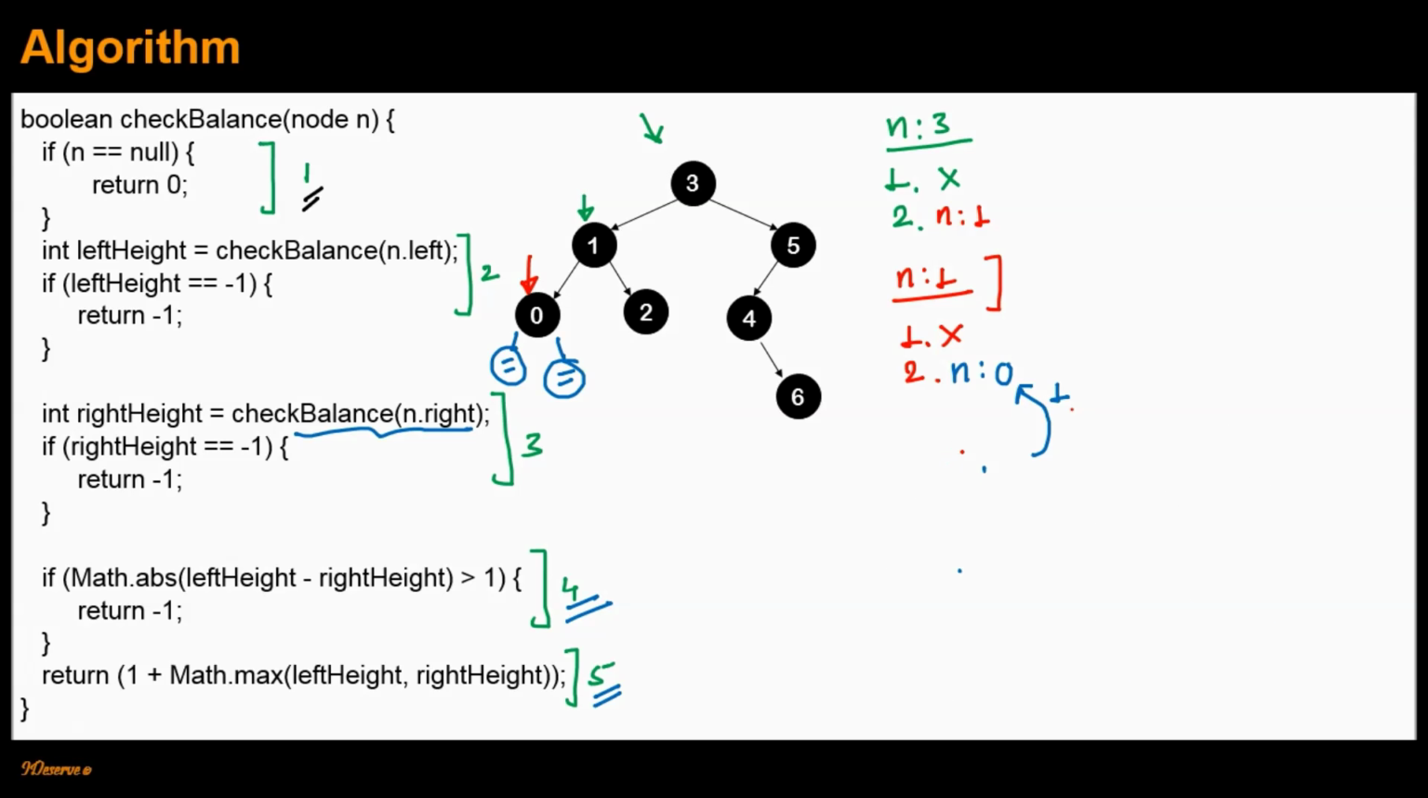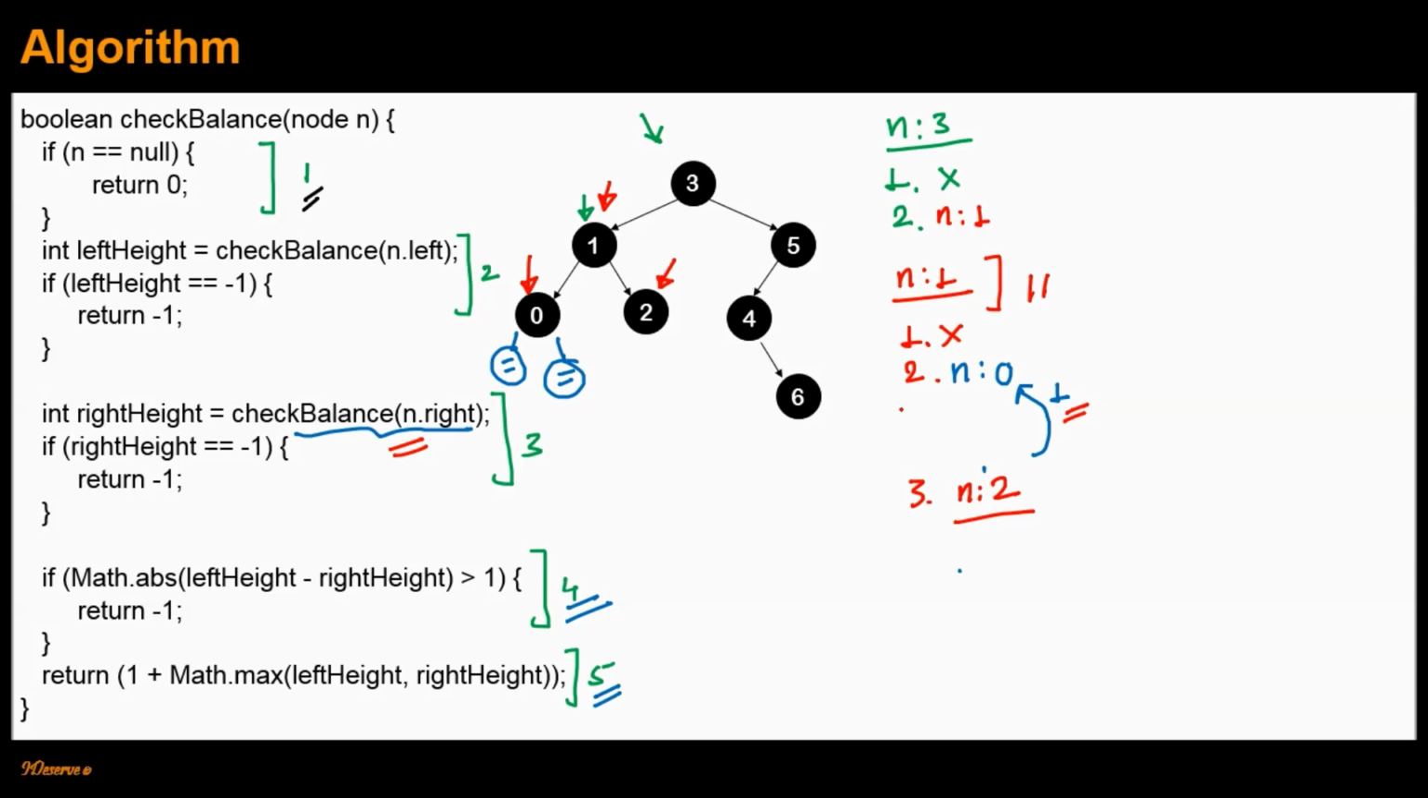Now we are back in the call sequence where current node n is node 1 and step number 2 has returned 1. Now in step number 3, we again make a recursive call to check if right subtree is height balanced or not. Note that we are currently looking at node 1. The right subtree starts from node 2.